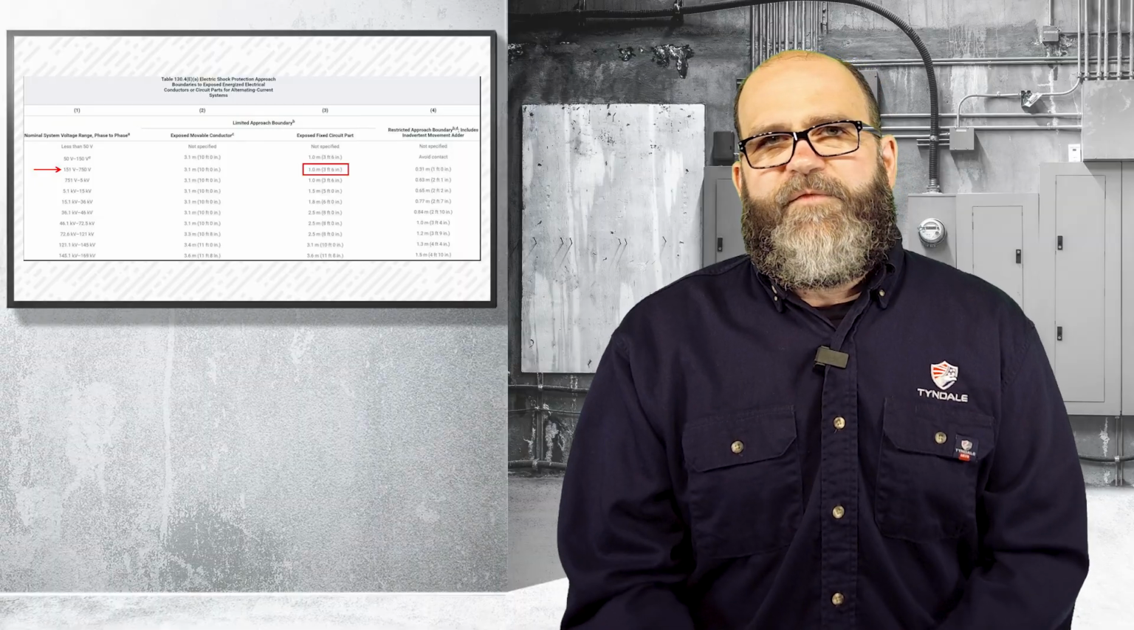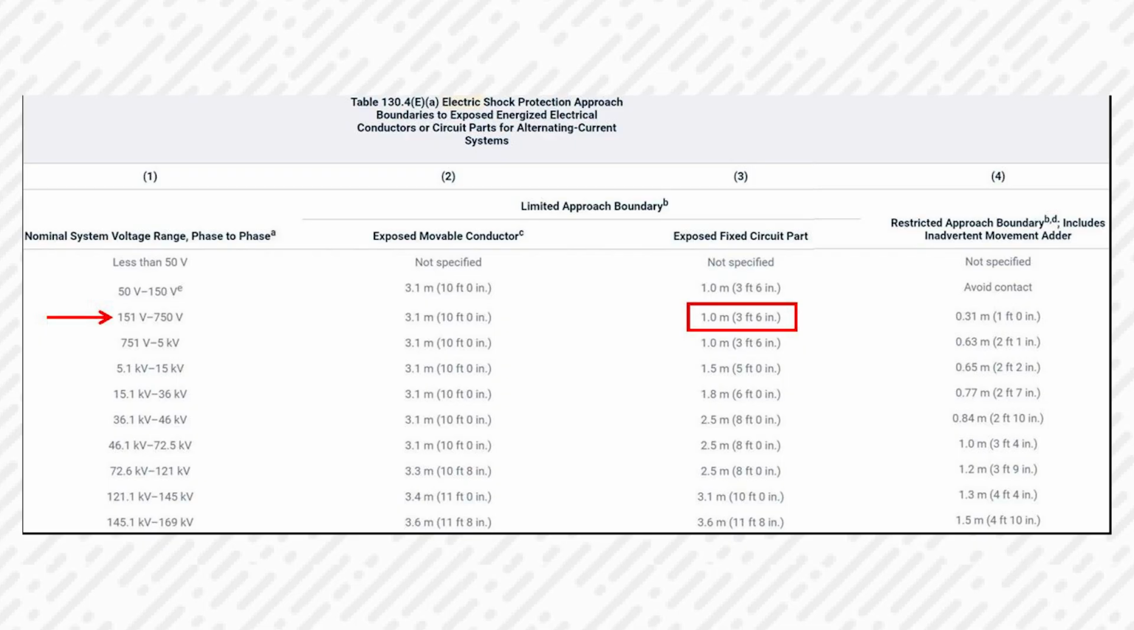So let's look at the table for a specific example. Typically, you're going to be focused on column number 4, which is a restricted boundary to exposed parts. For most of you, you're going to be working on electrical equipment that's below 750 volts. So you can see your boundary is going to be 1 foot or 12 inches, whatever you're most comfortable using. As your voltage increases, of course, you can see that your boundary increases. So you want to make sure you pay attention to that.